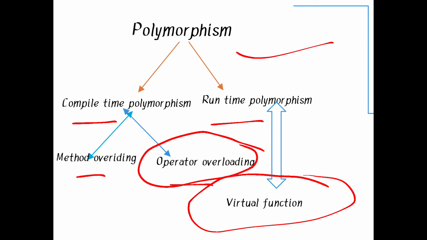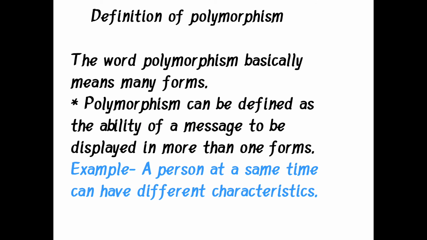Now let's move to the next one, the definition of polymorphism. As we can simply understand, poly means many and morphism means form. So the word polymorphism basically means many forms. Polymorphism can be defined as the ability of a message to be displayed in more than one form. So suppose you are sending a text message to someone. You can send it on WhatsApp, Facebook. You can send the same message as a normal text message as well.